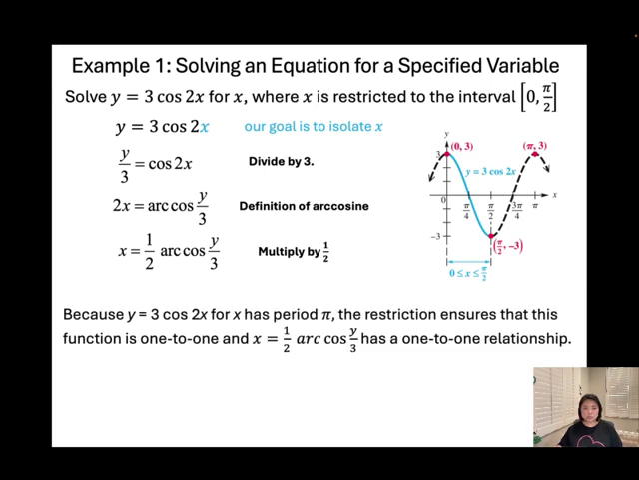Originally the equation y equals 3 cosine 2x is not a one-to-one function, right? But when we restrict x to 0 to pi over 2, it becomes a one-to-one function. And when we isolate the x, this has a one-to-one relationship.